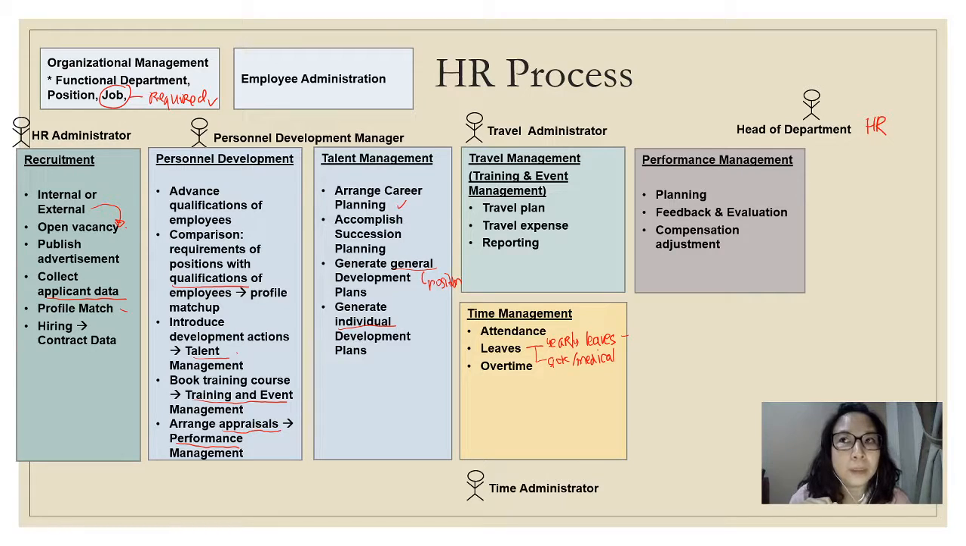So the performance management here will start with the planning. For example, the appraisal will be done in which month, whether it is per year or maybe per 2 years. And then how the employee will be evaluated. Make sure that the employee knows what the criteria are.